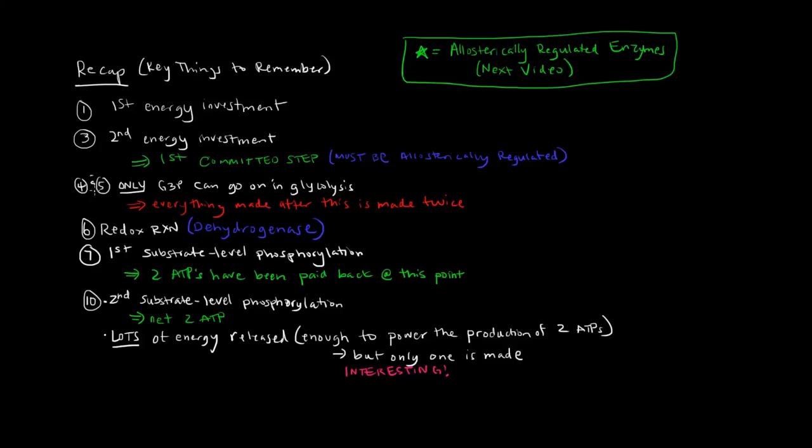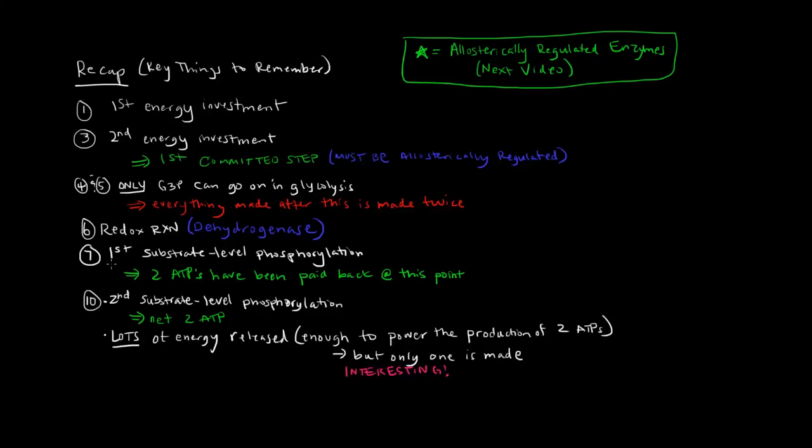At steps 4 and 5, right, we have to realize that only G3P, glyceraldehyde 3-phosphate, can go on in glycolysis and continue. So everything made after that point is made twice because there are 2 G3Ps. The 6th step is a redox reaction, right? Which is, we know that because of the dehydrogenase, and of course that's when the coenzyme NAD+ comes into play to be created into NADH.